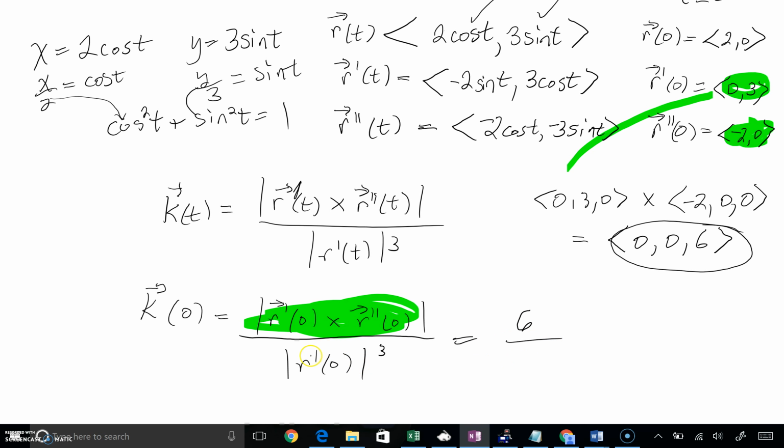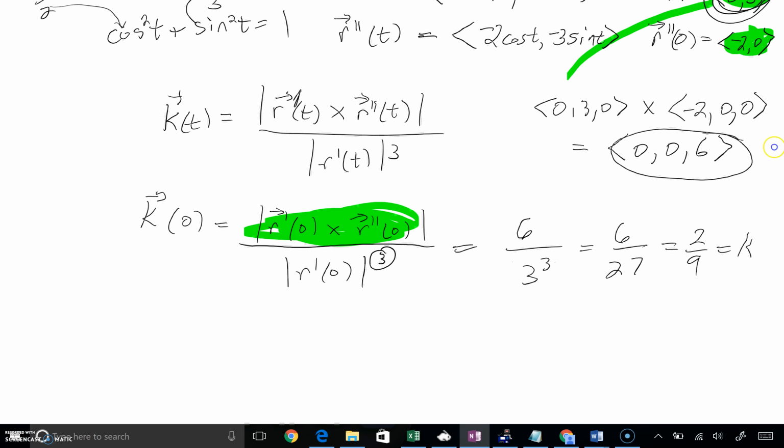Down below, you'd say, well, what about r prime of 0? That's the vector 0 comma 3. Well, what's its length? Well, 0 squared plus 3 squared, that's 9, and take the square root of that, same thing. You'll get just a 3. But don't forget, you're also going to have to cube it, right? 3 to the third. So that's 6 all over 27. That's going to be 2/9. That's your kappa. That's your curvature.